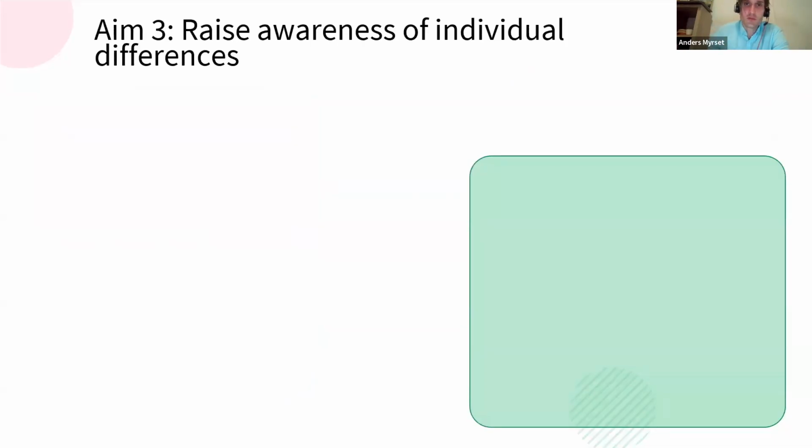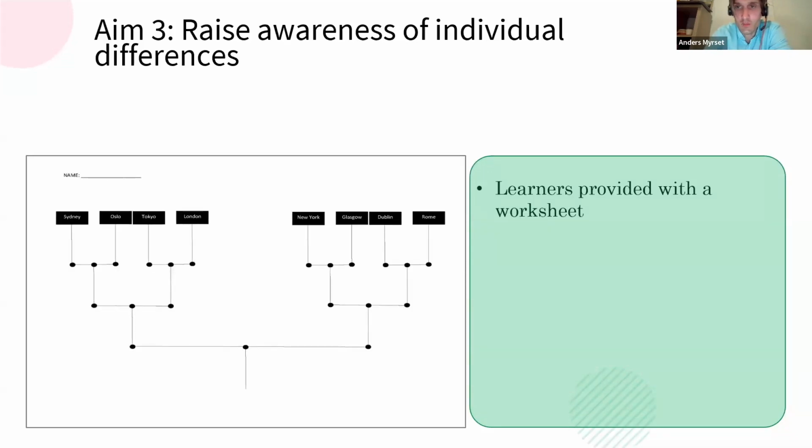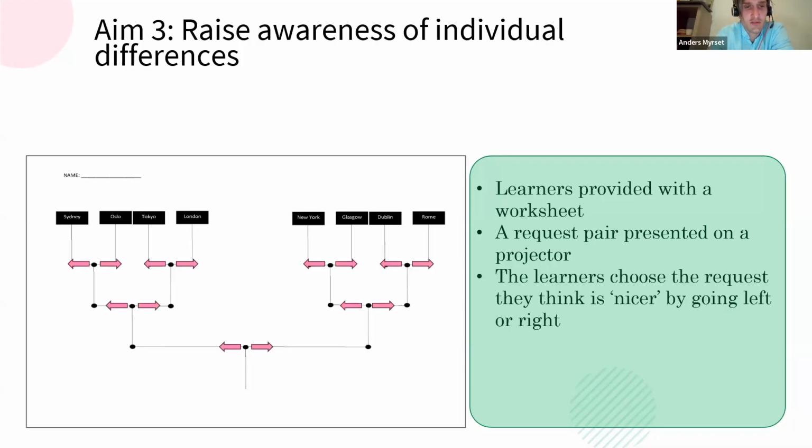Finally, aim 3 was to raise awareness of individual differences. In this one, they were provided with a worksheet, which is taken from a pronunciation activity. And here we would have request pairs presented on a projector screen. At each intersection, they would have to choose which one they thought was nicer by going left or right, which would, after 3 request pairs, end up in one of these black boxes at the top.